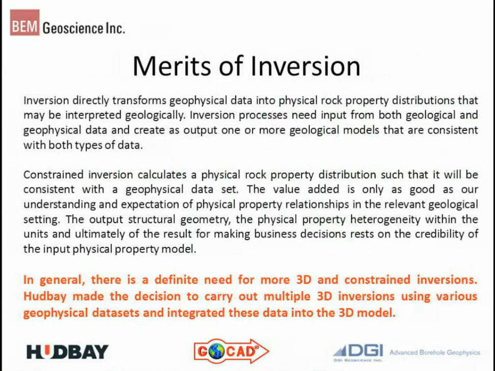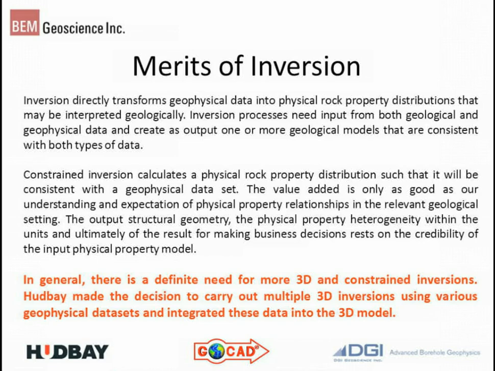And here are some merits of inversion. It directly transforms geophysical data into rock property data. So this is where we can start to make that link to geology. Constrained inversion calculates a physical rock property distribution that will be consistent with the geophysical data set, and the value added is only as good as our understanding and expectation of physical property relationships in the relevant geological setting.